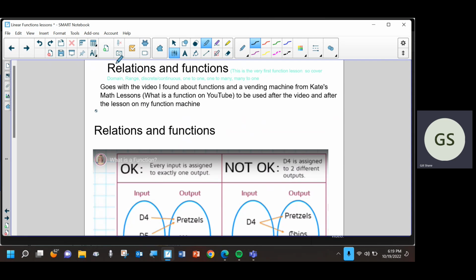So all sets of x's and y's are relations, but then there's also a special type of situation where it's also called a function. And that's what we're going to talk about in the video.